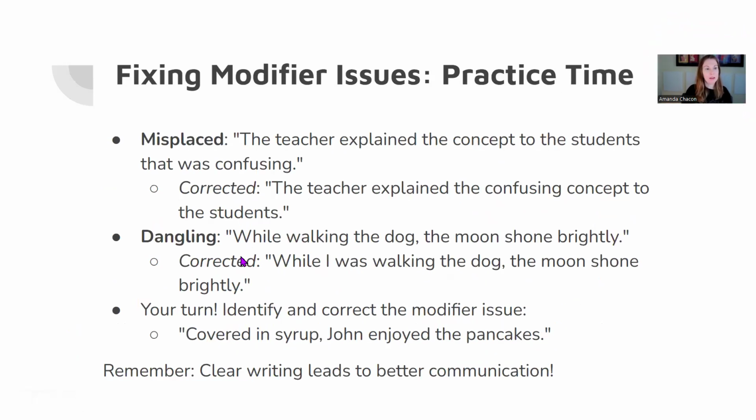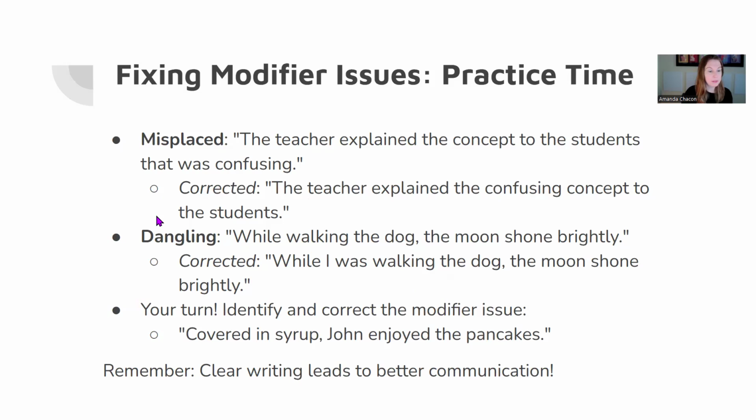Okay. So let's do some more practice. Misplaced here: the teacher explained the concept to the students that was confusing. So here we have the confusing. That's my extra information, but it's saying the students are confusing. But that's not true. It's the concept that is confusing. So to correct it, you would say, the teacher explained the confusing concept to the students. So see, put that extra information as close as possible to the word it is modifying.